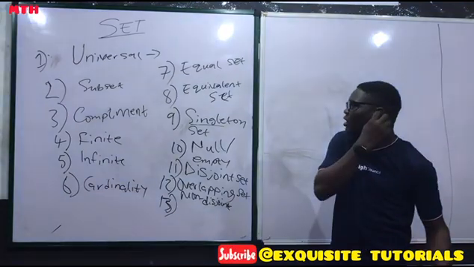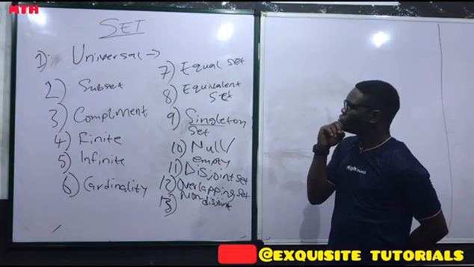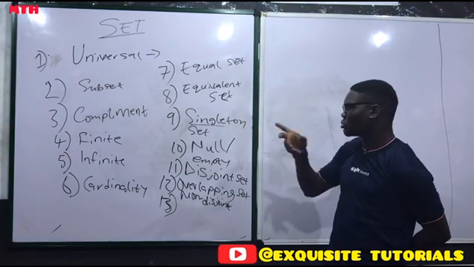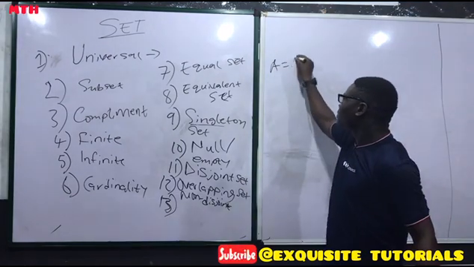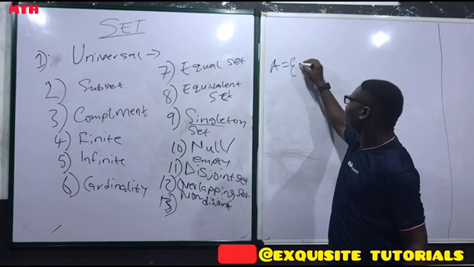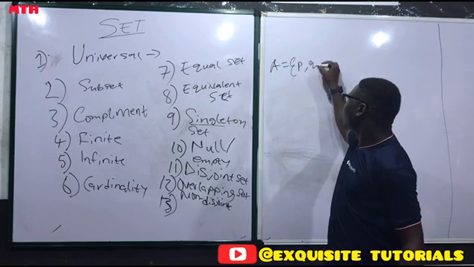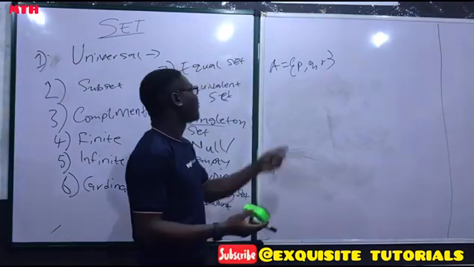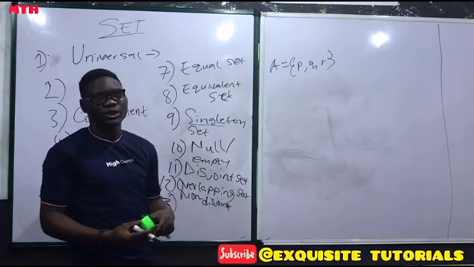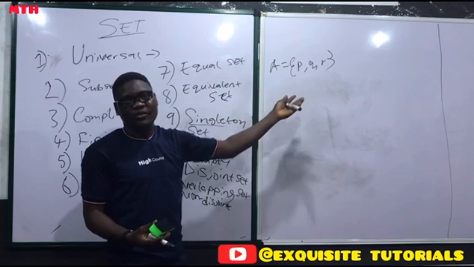Now, whenever you have a set, let's say you have P, Q, R as the elements. This set A can form several subsets.